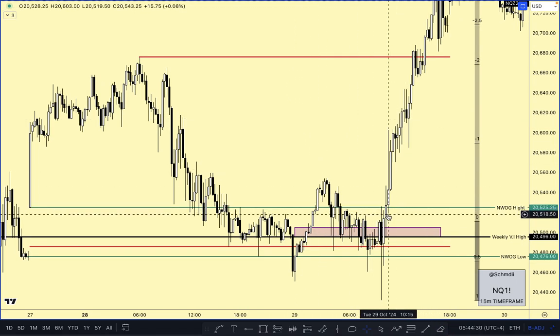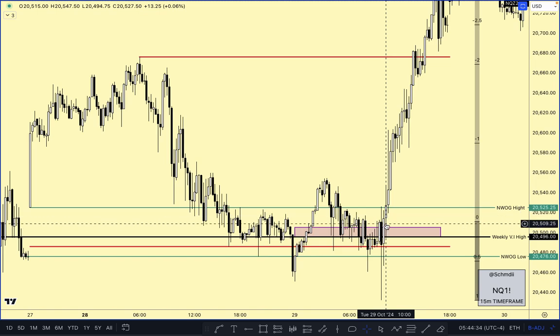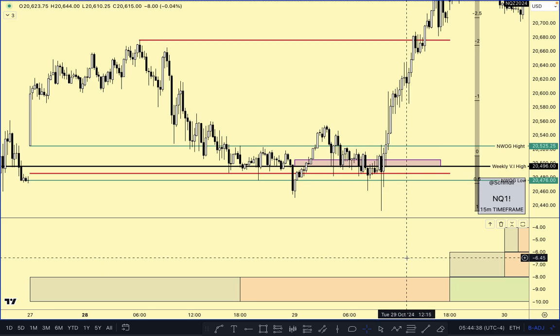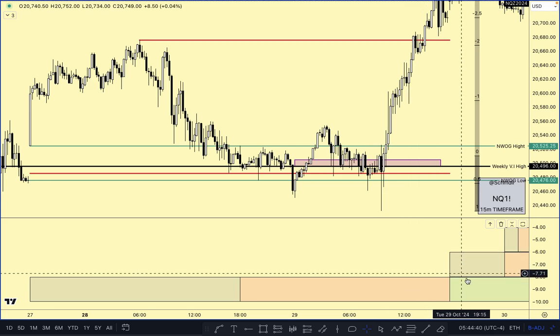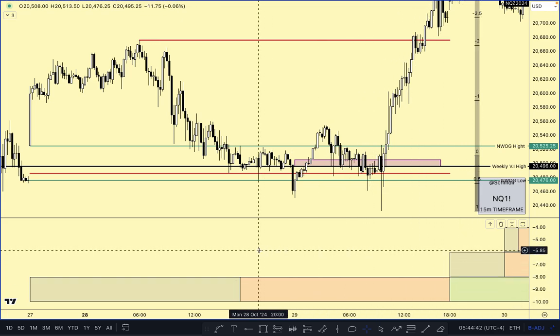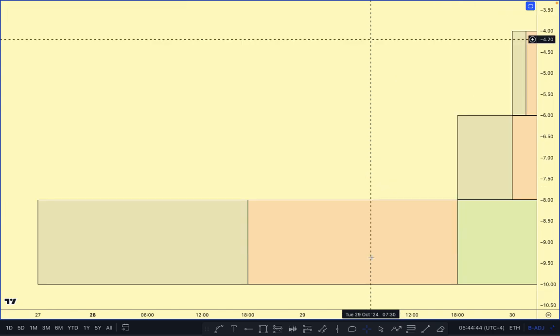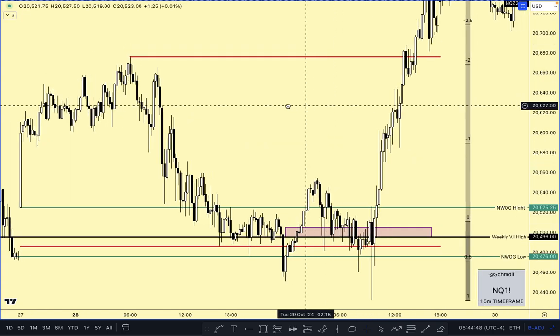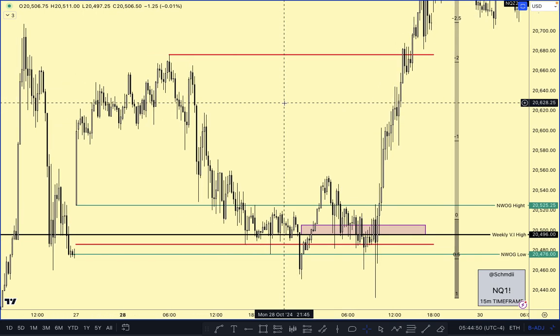When did it come back to tap it again? At 10 o'clock, silver bullet time, right? Which also falls in line with, what's this thing? Quarterly theory. I don't have the boxes drawn on, but if you know quarterly theory, you know what I'm talking about. If you know, you know, baby. I'll link the video to the quarterly theory.